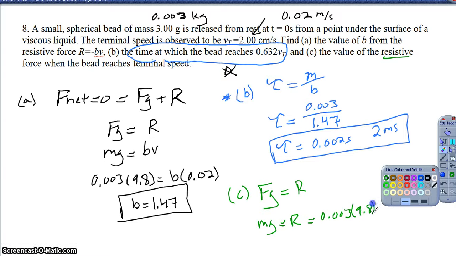In this way, at least I'm not depending on my answer from part A. Not that there's anything wrong with that, but I avoid maybe doubling up on that error. So anyway, my resistive force ends up being 0.0294 or something in that ballpark. Depending on where you've rounded it, it should be pretty close to about 0.03 newtons of resistance. Anyway, hopefully question 8 wasn't too bad.